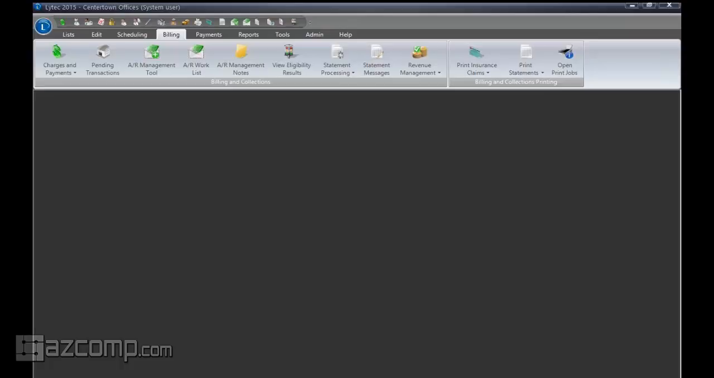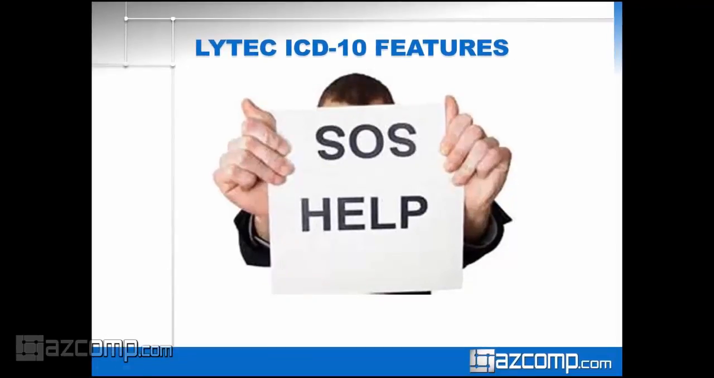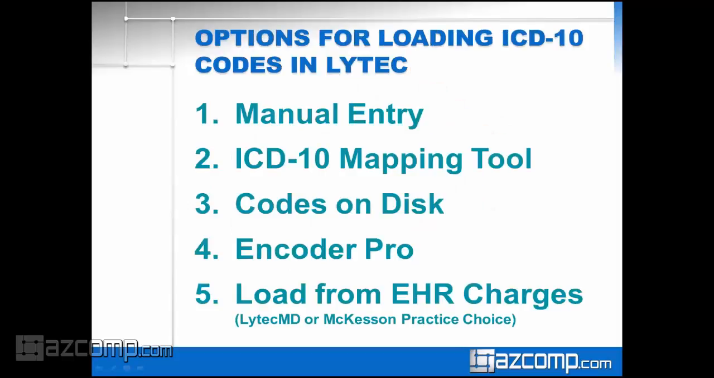All right, so I'm going to go through just a quick review of that for us. Those are the 5 different ways. Your manual entry, or you can use the mapping tool. Those first 2 are, of course, included with your product. Codes on Disk and Encoder Pro are other optional ways to get your ICD-10 codes loaded. They are additional costs, but they can be a great time saver for you. And then the last one is, again, if you have one of our EHR products that's compatible with Lytec, Lytec MD or McKesson Practice Choice, just sending those over will bring them in.